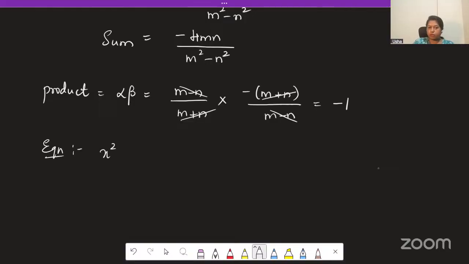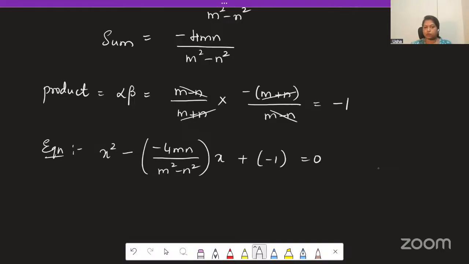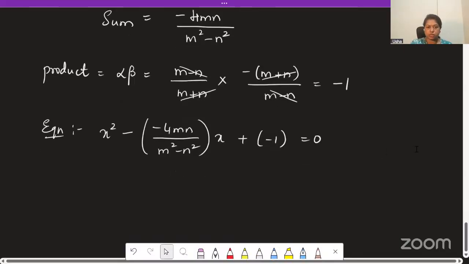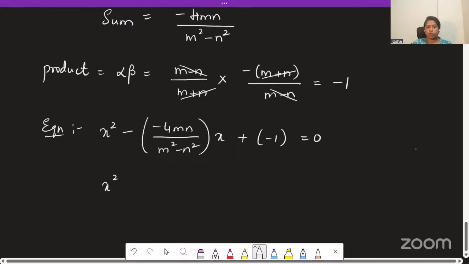X square minus sum of the roots into x plus product equals to 0. Now we can simplify this. You can take x square minus and minus, when you multiply it becomes plus 4mn by (m square minus n square) into x minus 1 equals to 0.